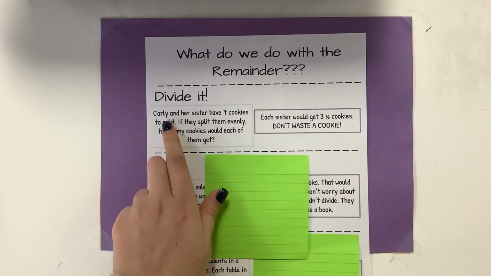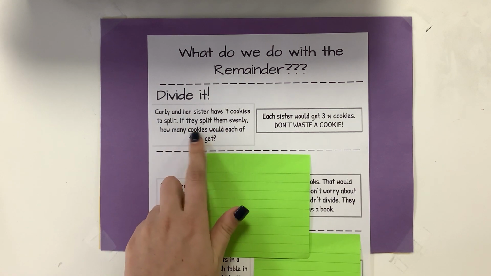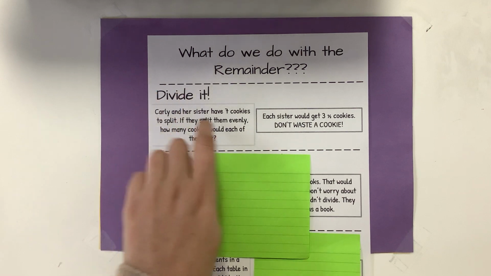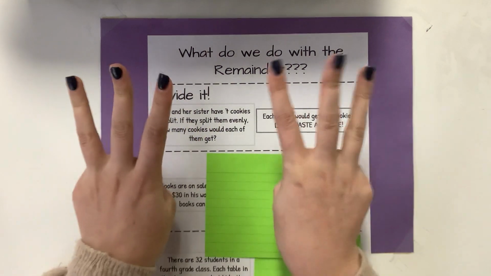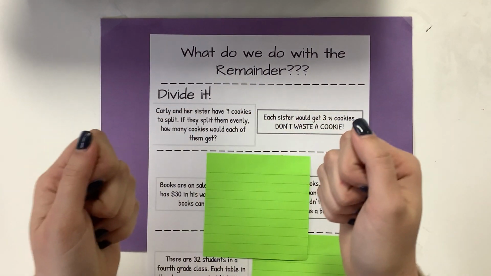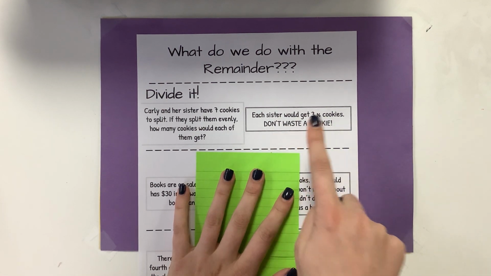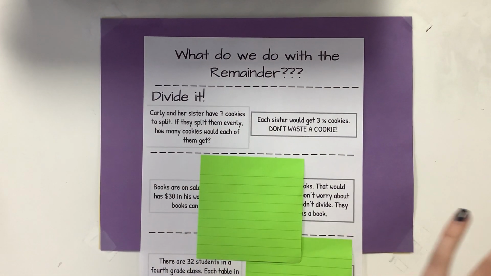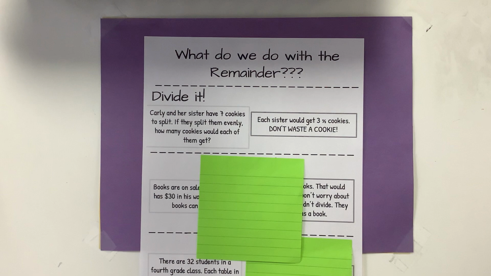Oh, look, it's cookies again. Carly and her sister have 7 cookies to split. If they split them evenly, how many cookies would each of them get? Well, Carly and her sister, that's 2 people. So 7 divided by 2. Well, I know Carly could get 3 and her sister could get 3. That's 6 cookies. That last 7th cookie we would have to split in half. So each sister would get 3.5 cookies. Don't waste a cookie, you guys. Divide the remainder. Now, what do we do in a situation like this?